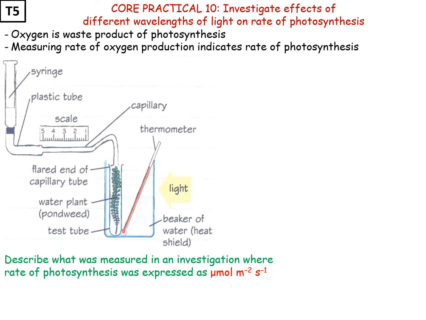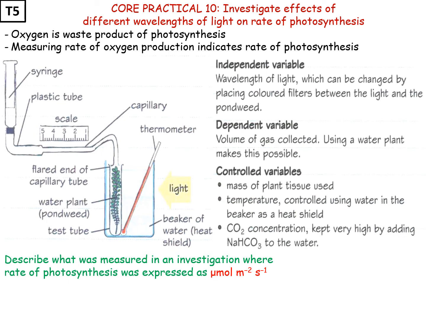And this could be done using equipment similar to that shown in the diagram here, where you've got a syringe which shows the volume of oxygen produced, and that could be compared to time, the amount of time it takes, to find out a rate of photosynthesis. So the more photosynthesis a plant or algae does, there should be a larger volume of oxygen per time.